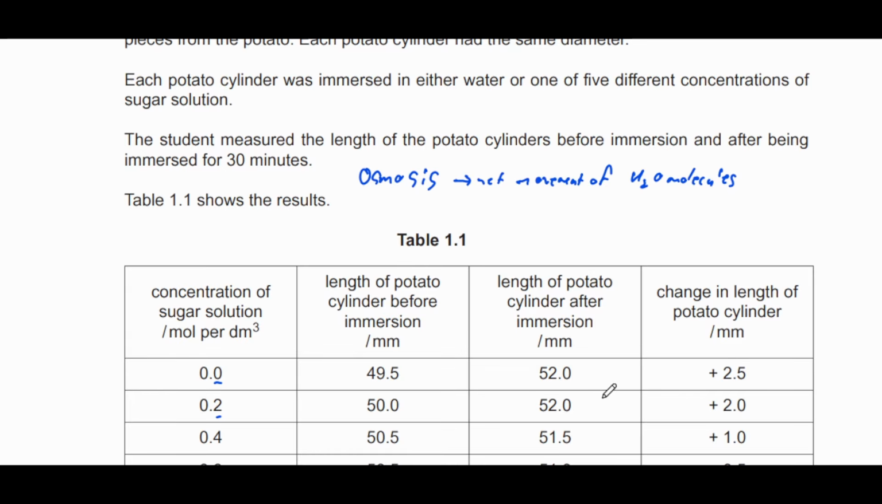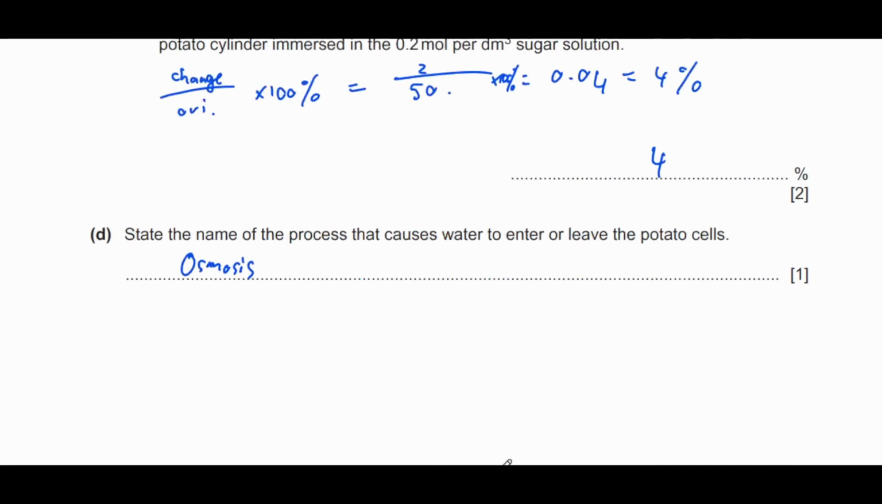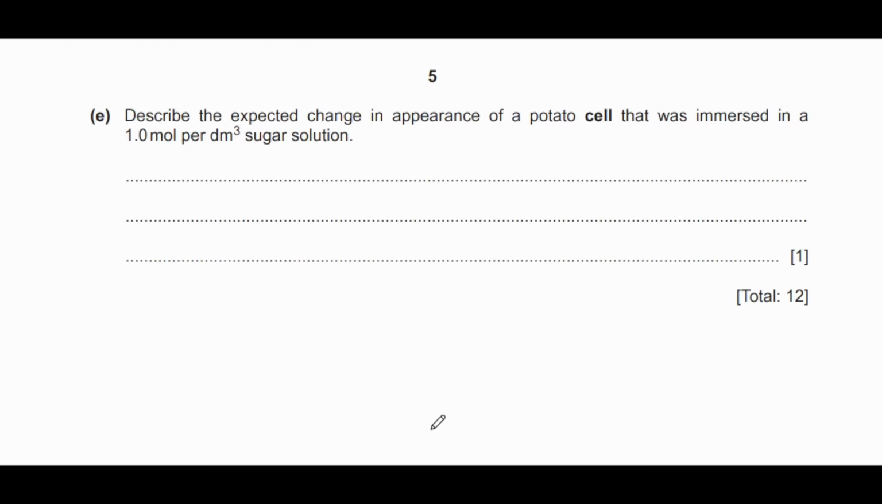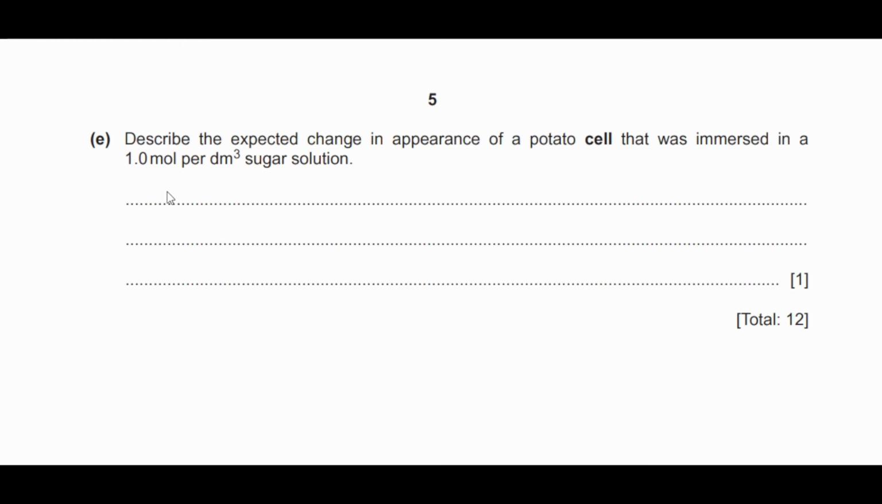So if you see here, the change in length will decrease. So therefore, the potato cylinder loses water, right? So when it loses water, the potato cell would have a smaller vacuole. Because water is stored in the vacuole, right? In the form of cell sap. So therefore, if the potato cell has less water, the vacuole will also be smaller. So you can say the vacuole will shrink or the cell will shrink. Both work. Okay, it'll be smaller.